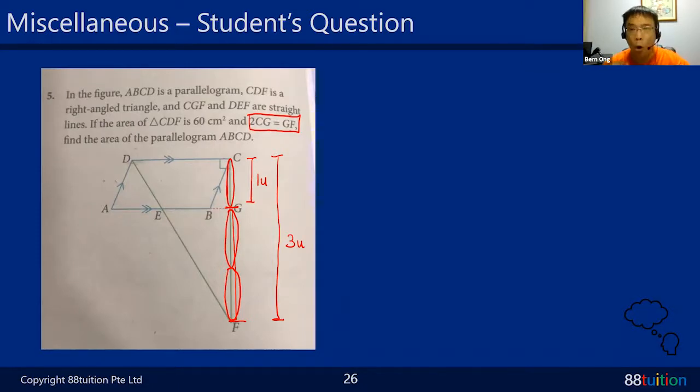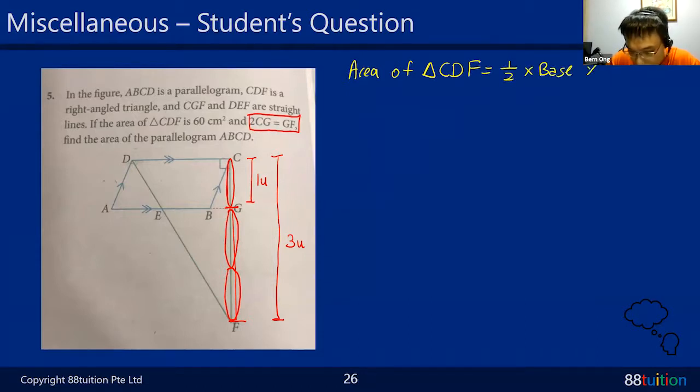And the only clue that they give you is what? The area of a triangle. How does the area of a triangle help me here? Don't worry, use it. That's the only number you have. The area of triangle CDF. How do you find the area of a triangle? Half times base times height.